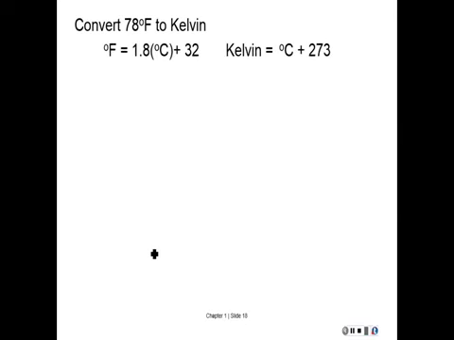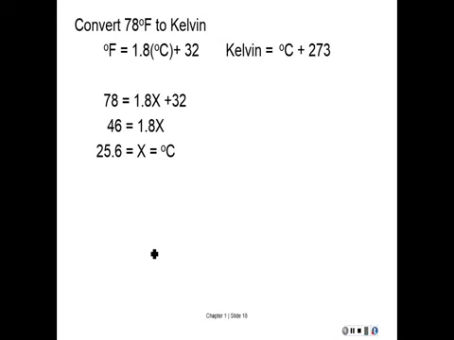And so I start with my Fahrenheit, 78 equals 1.8x plus 32. Subtract 32 from both sides would give me 46 equals 1.8x. Now divide by 1.8 on both sides, and I get 25.6 equals the centigrade temp.